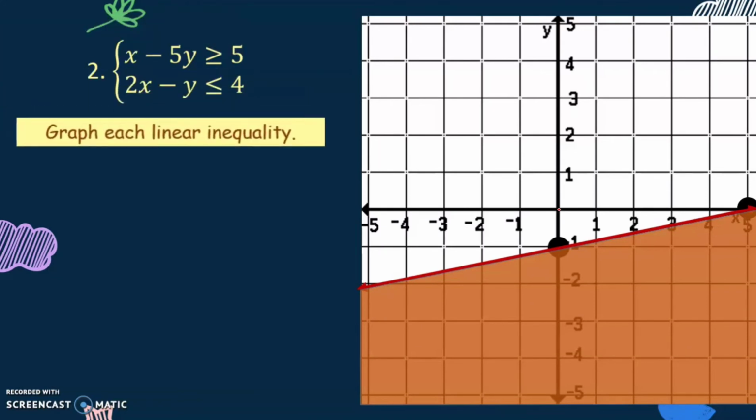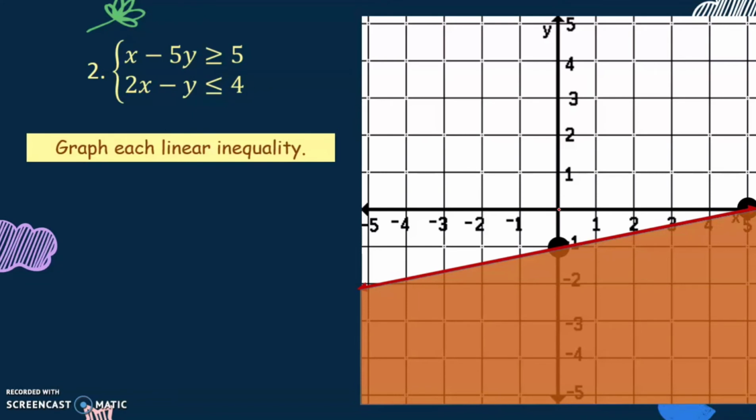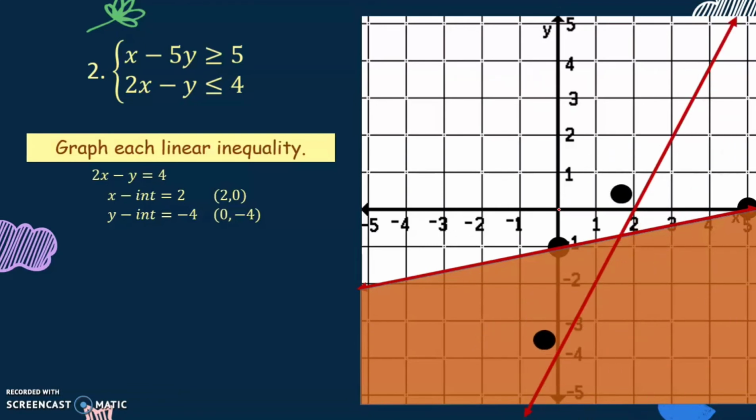2x minus y is less than or equal to 4. Write and graph the related linear equation. 2x minus y equals 4. Solve for x and y intercepts. So x-intercept is 2, 0, and y-intercept is 0, negative 4. After that, we plot the intercepts and connect them using a straight line. We use solid line because the inequality symbol of the second inequality is less than or equal to.